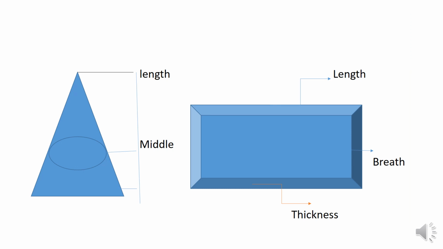Here you can see two diagrams. The first one is used for the round wood log and the second diagram is for the wood sheet. So firstly the length and the middle portion circumference are measured, and in the case of the sheet of wood, length, breadth and thickness are measured.